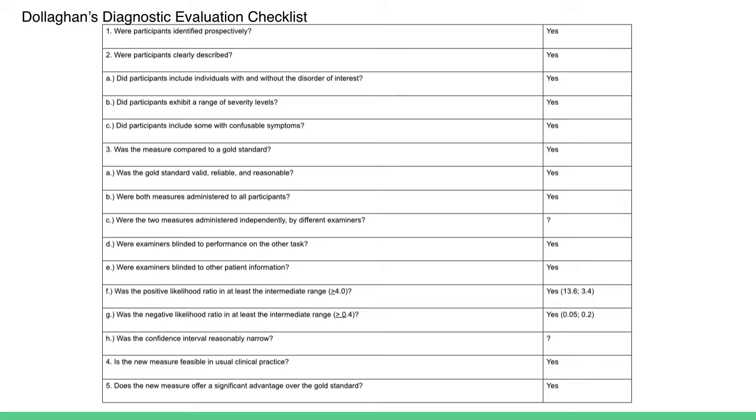The following is a summary of the DELV assessment in the form of Dahlhahn's Diagnostic Evaluation Checklist regarding the development of this assessment. For letters F and G on number 3, the first number represents the test to determine language disorders. The second number represents the test to determine articulation disorder. Now that we've discussed the properties of the assessment, here's more information about how it should be administered.